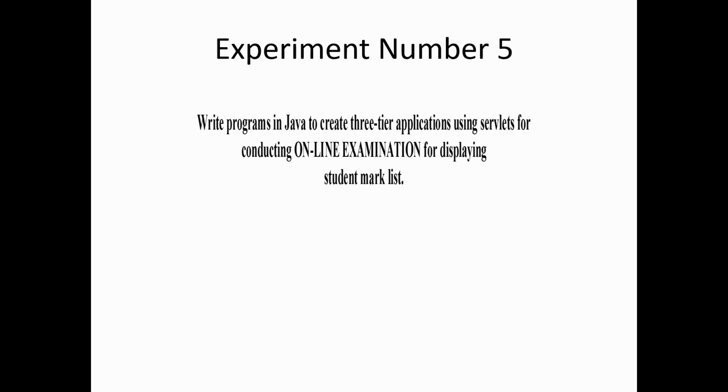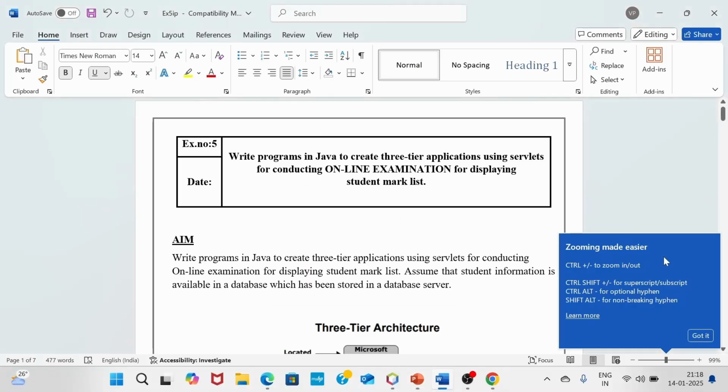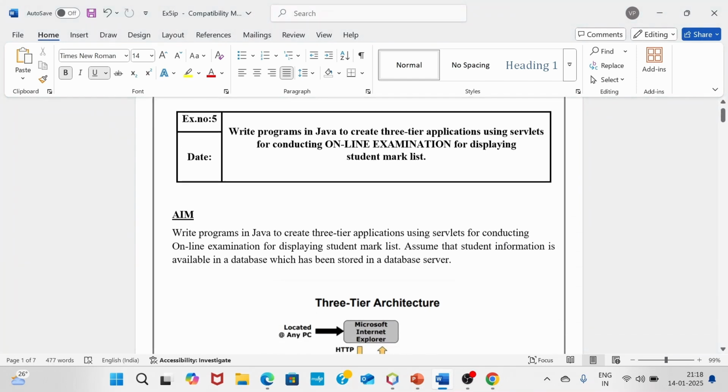In the second unit we have seen about CSS and client side programming. In the third unit we are going to see about server side programming, that is how to use servlets and JSPs. So this is one of the experiments in that category. So we'll see the experiment.